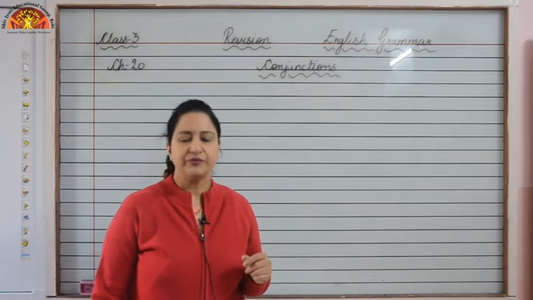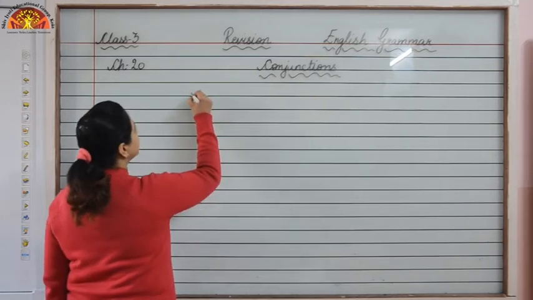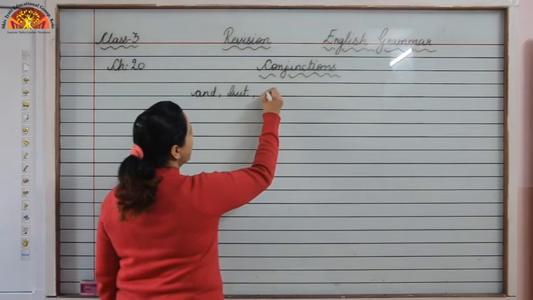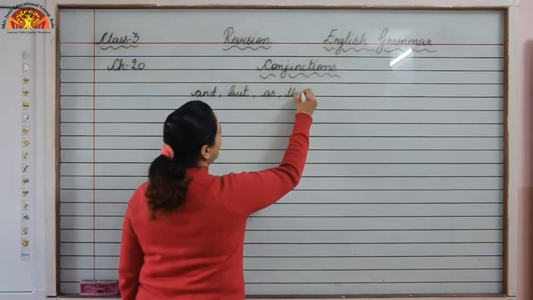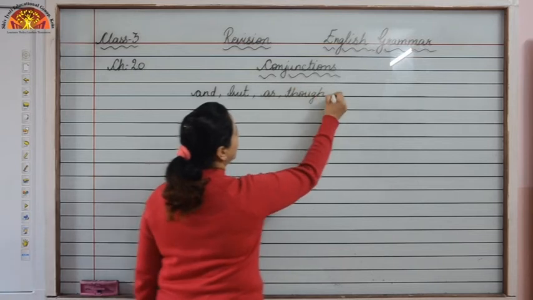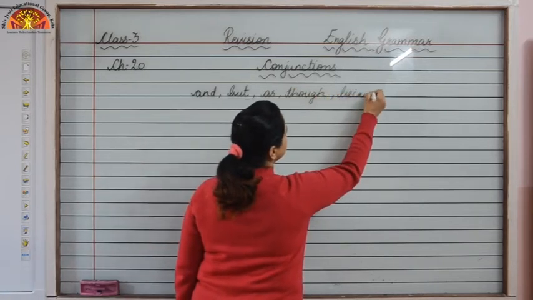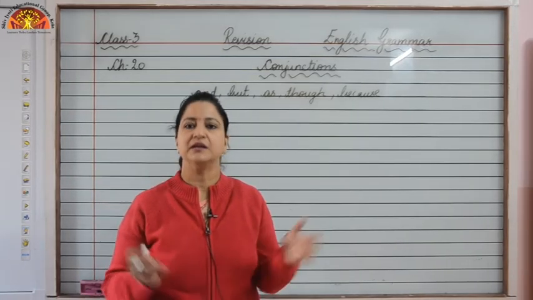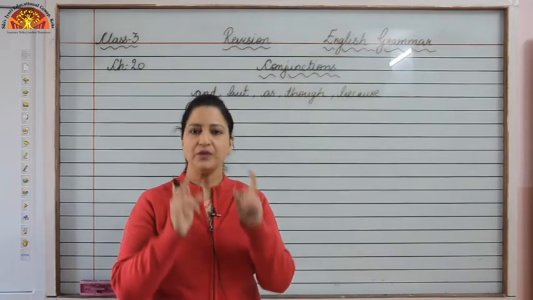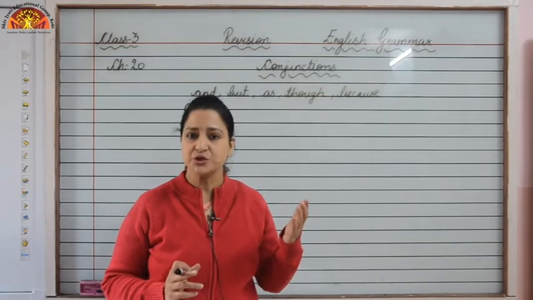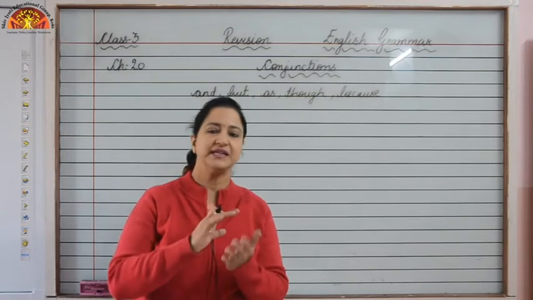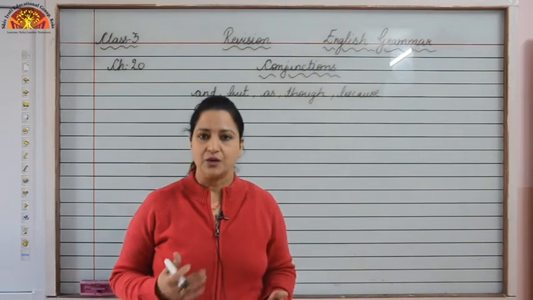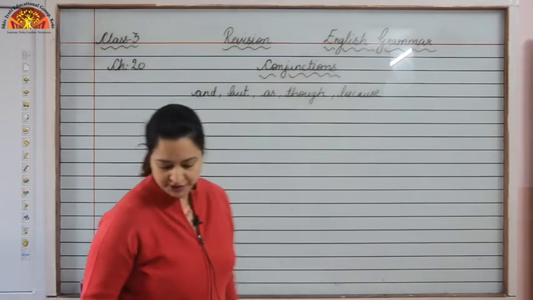A few examples of conjunctions are and, but, as, though, because, and there are so many conjunctions. So conjunctions are the joining words. When we want to join two or more than two words, phrases or sentences with each other, we use conjunctions. And these are a few conjunctions. Now let's see a few conjunctions.